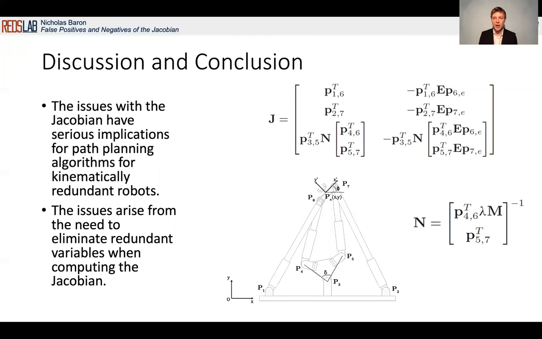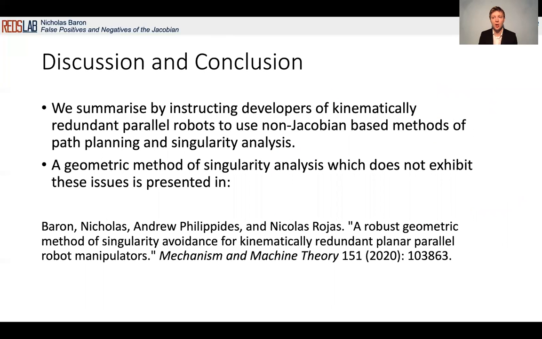However, this does not correspond to any physical meaning, because the mechanism is in a rigid configuration, even though the Jacobian incorrectly says we're in a singularity. So we summarize our findings by instructing developers of kinematically redundant parallel mechanisms, especially those with non-serially connected actuators, to use non-Jacobian based methods of path planning and singularity analysis. For those interested in pursuing this, we've recently proposed the geometric method of singularity analysis, which does not exhibit the issues discussed in this presentation. The reference for this work can be seen on the slide right now.